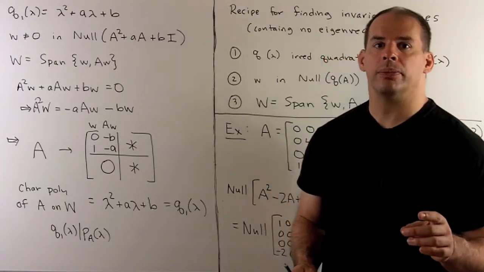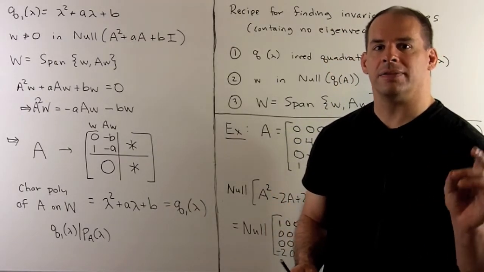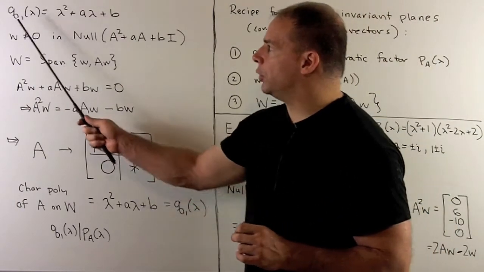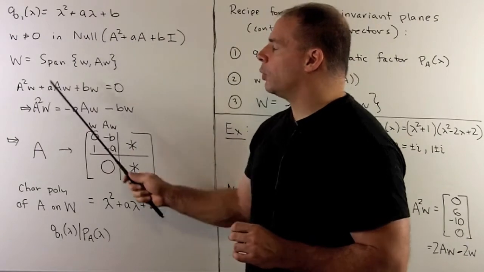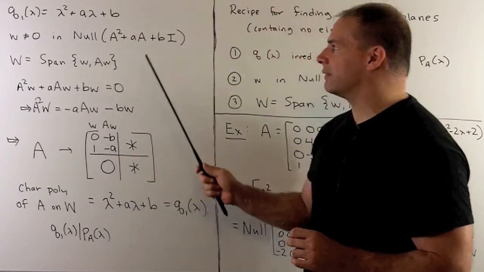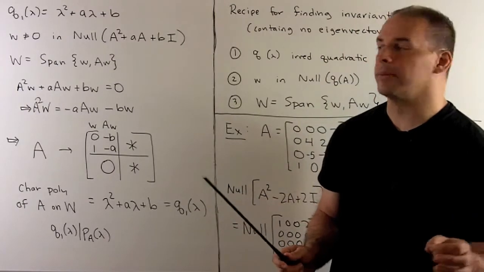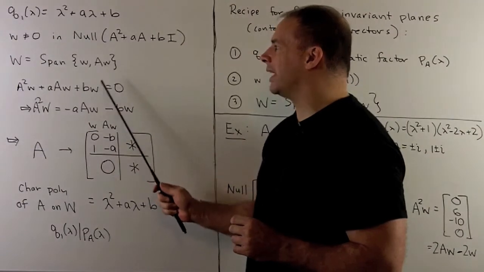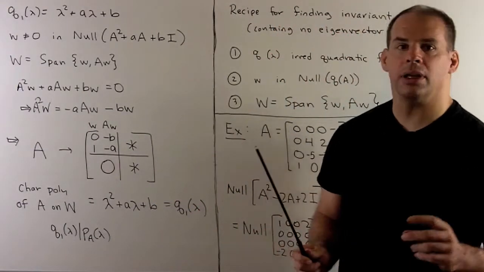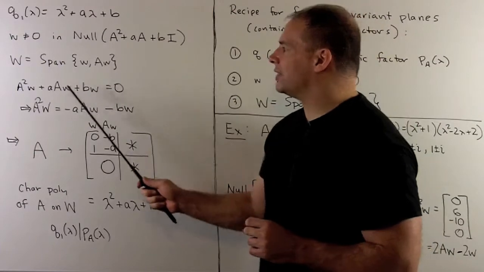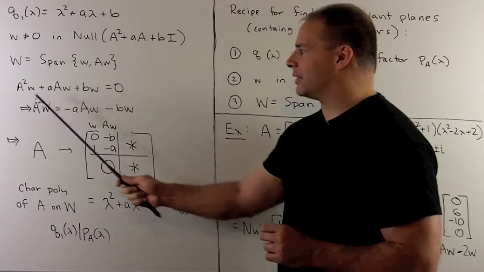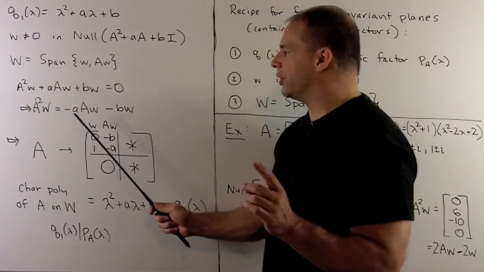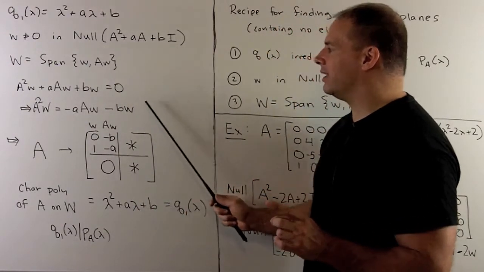Now that we have our result, let's show that Q1 divides the characteristic polynomial of A. So, our Q1 is an irreducible quadratic. We found a non-zero W in the null space of Q1 applied to A. And with that, we found our invariant plane by just taking the span of W and AW. Now, because W is in this null space, I get this equation here. So we'll have that A squared W is a linear combination of AW and W.